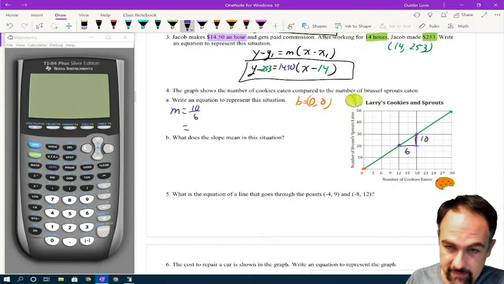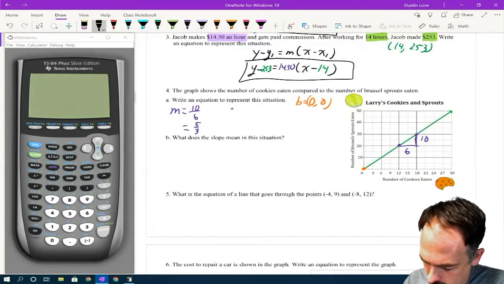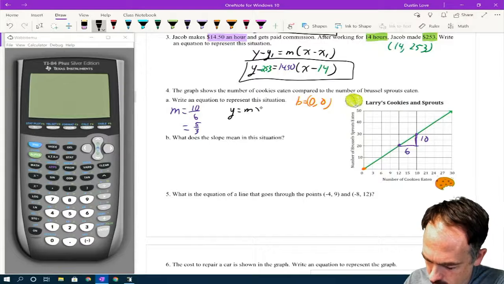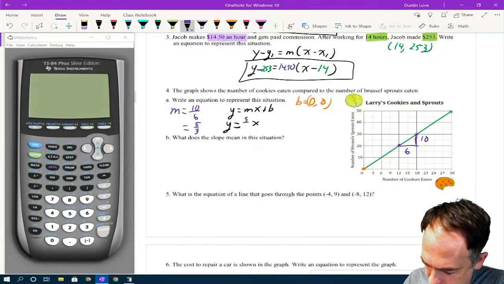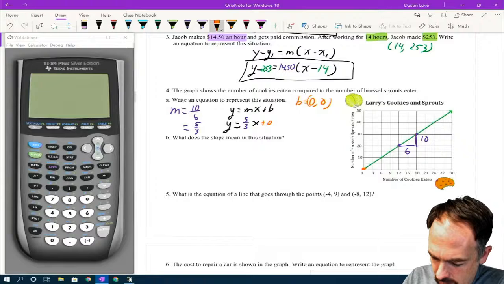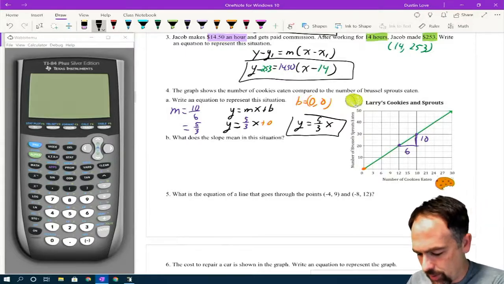I want to simplify that fraction. Looks like they both have a 2 in common as a common factor. So that gives me 5 over 3. So my equation is in the form y equals mx plus b. So y equals, m is 5/3, and then my b is 0. So you could write that as just y equals 5/3 x because we don't have to write plus 0.